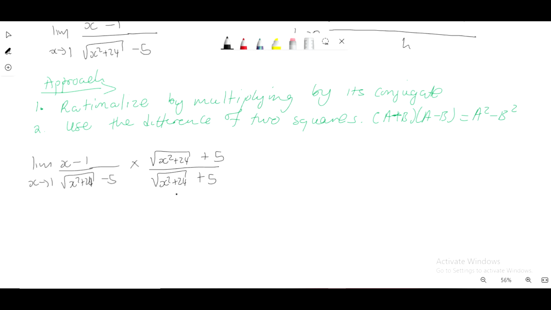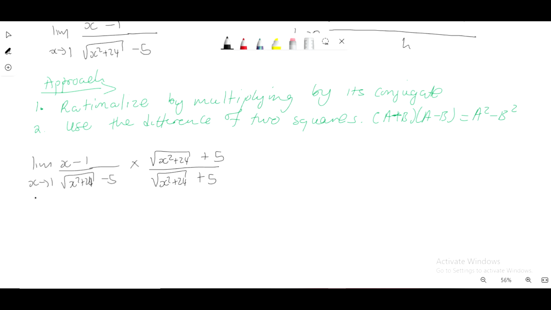Remember that this is the same as not doing anything, because the value at the top divided by the value at the bottom is equal to 1. So we just manipulate it mathematically. You will notice that I'm multiplying by its conjugate and rationalizing this denominator at the same time. If you check these two values, they are the product of a difference of two squares.